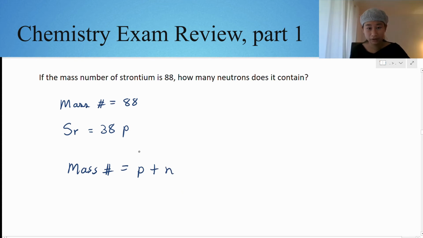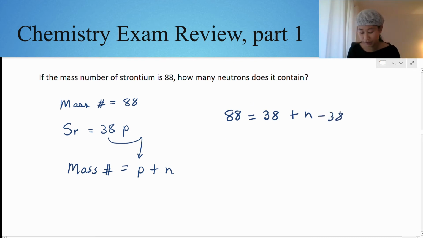Now remember, mass number is equal to the number of protons plus the number of neutrons. So if we have 38 protons, we know that we must have a certain number of neutrons, given that we know the mass number. Okay, so mass number is 88, and this equals the number of protons plus the number of neutrons. So what value must n be so that when it is added to 38, it equals 88? Well, we just subtract 38 from both sides. The number of neutrons is going to be equal to 50.